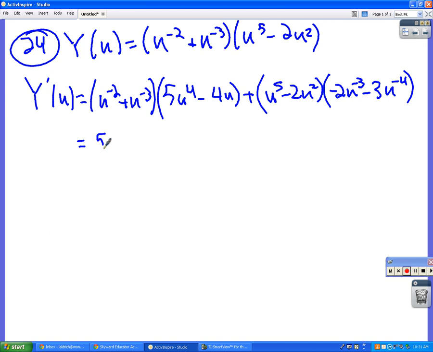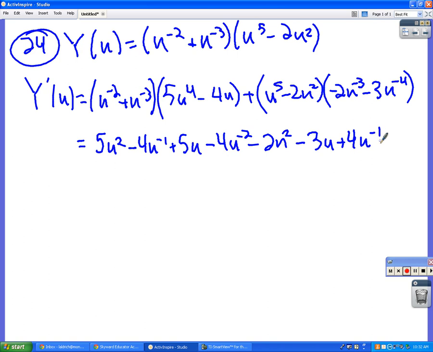First times first is 5u to the second. Outside times outside is negative 4u to the negative 1. Inside times inside is 5u. And last times last is negative 4u to the negative 2. First times first here would be negative 2u squared. Outside times outside is negative 3u. Inside times inside is positive 4u to the negative 1. And last times last is 6u to the negative 2.